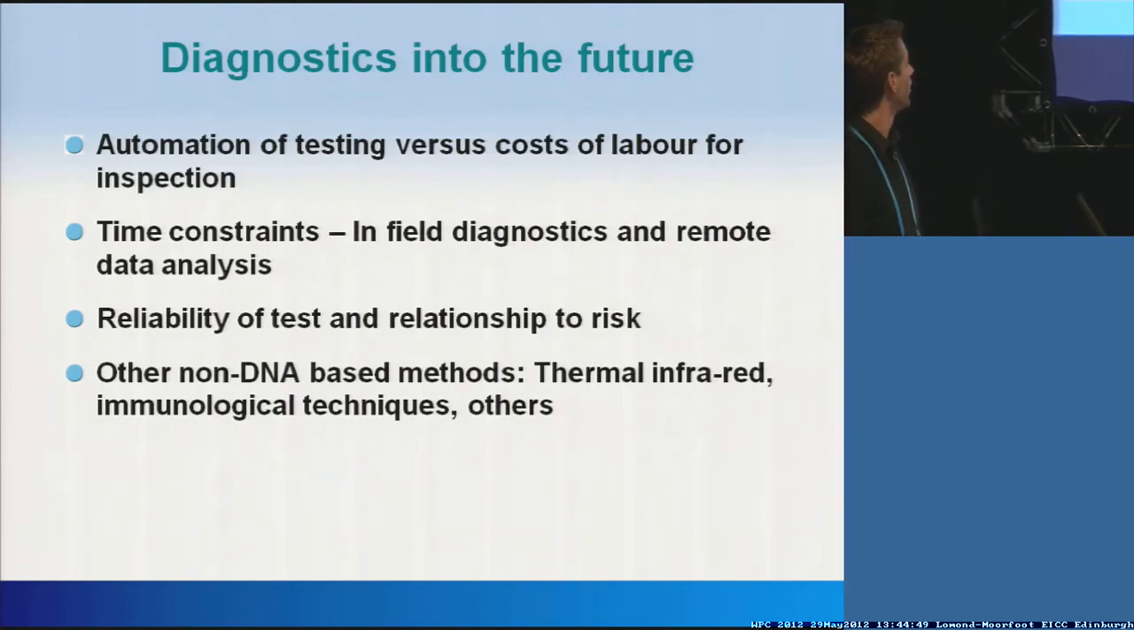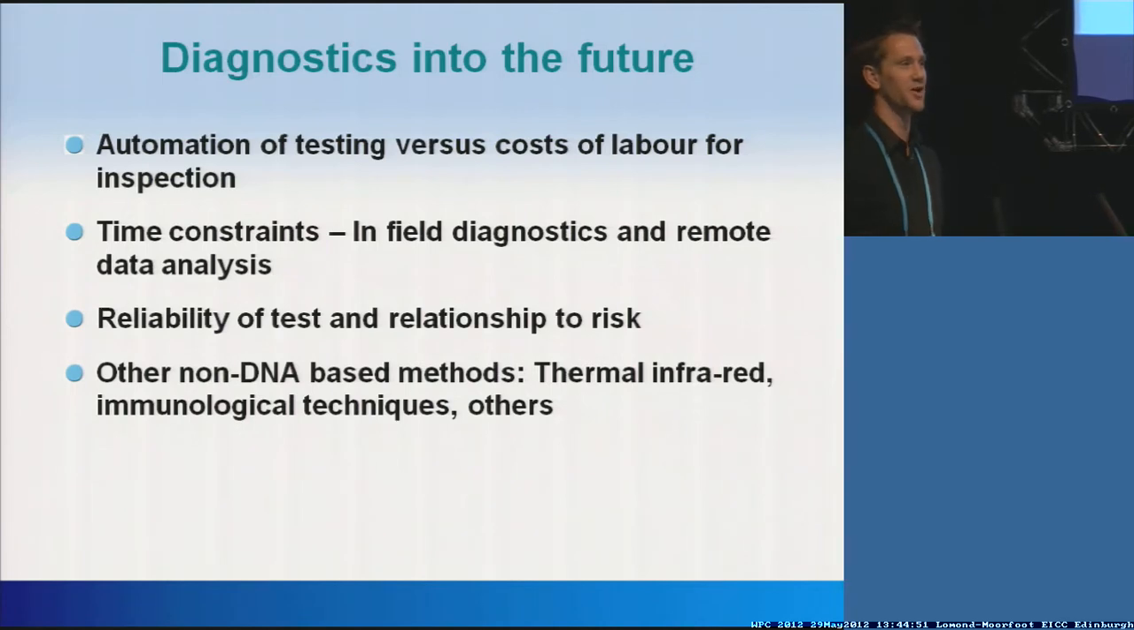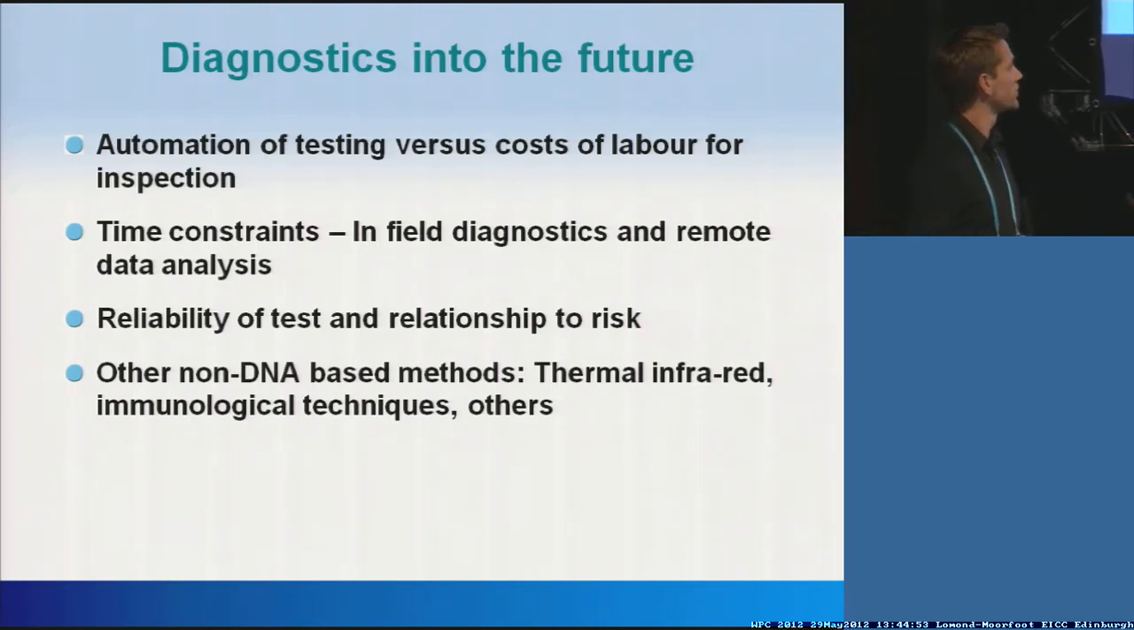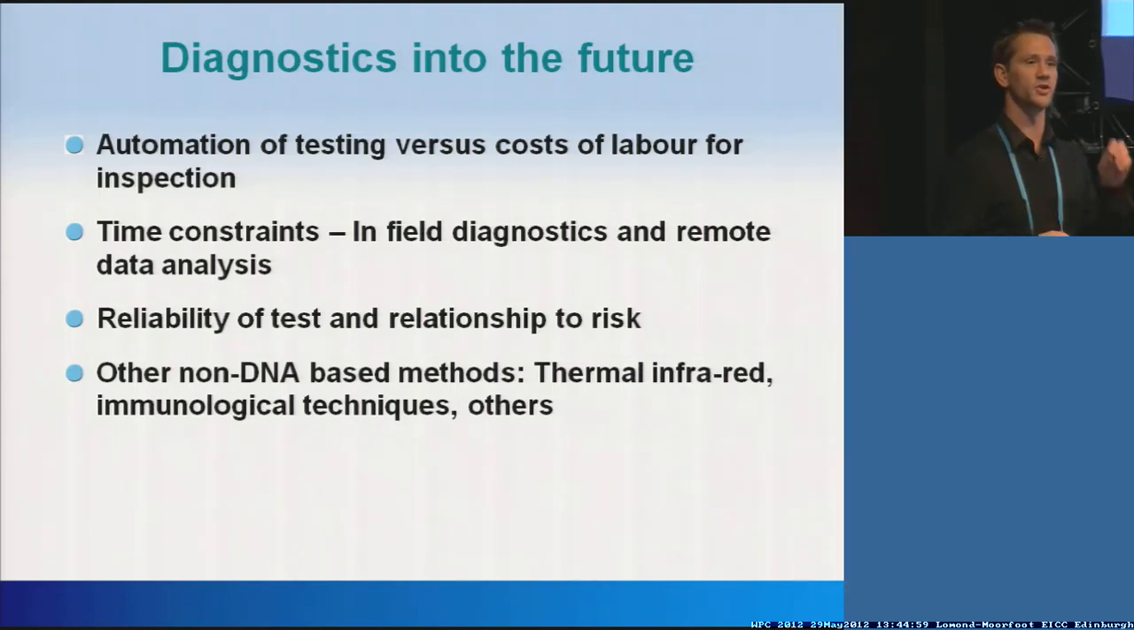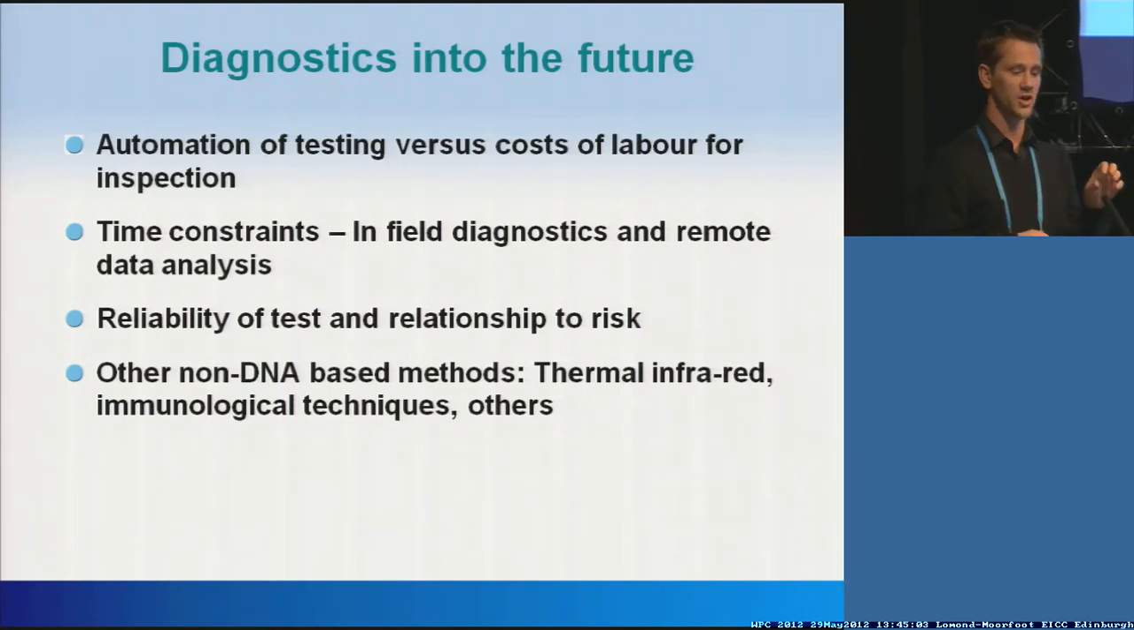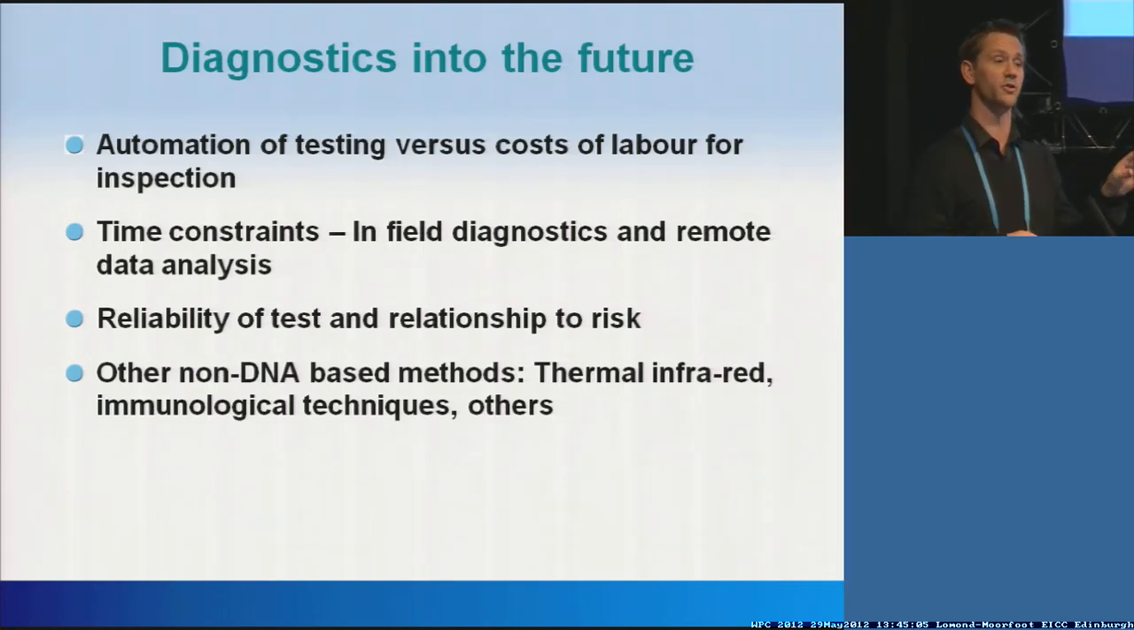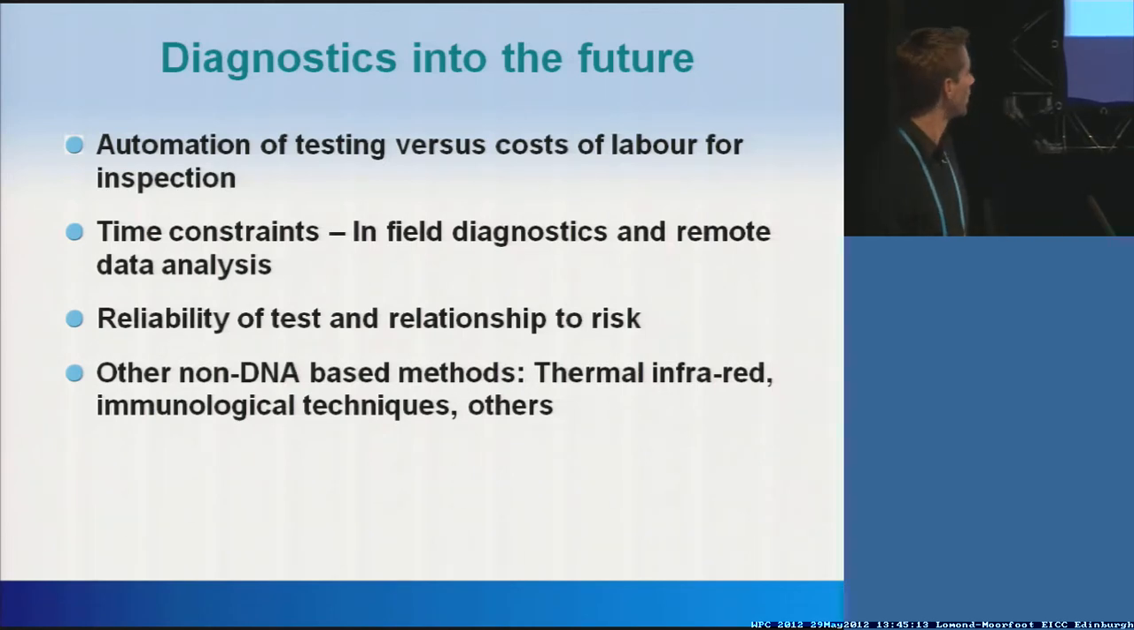And then, I'm not wedded to DNA-based tests. Are there alternatives? Thermal infrared is one. Thermal infrared techniques have been used to differentiate the presence of PSA, the bacterium that causes severe economic issues for kiwi fruit. This thermal infrared has been used to differentiate plants with and without the pathogen. And there are other techniques as well that I won't go into.